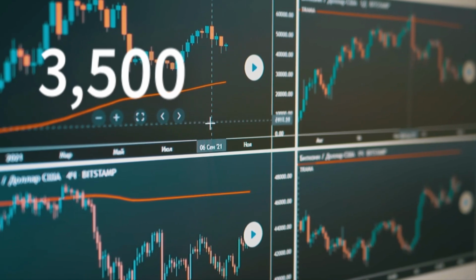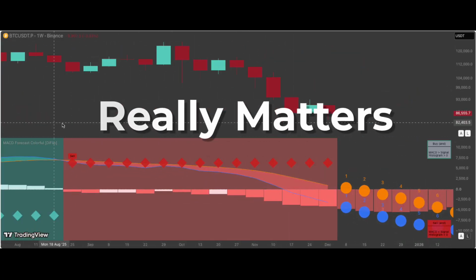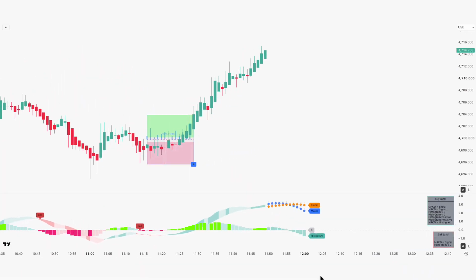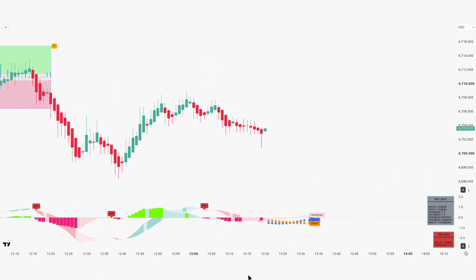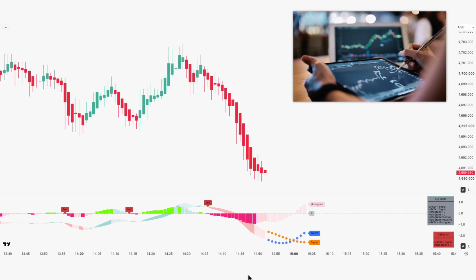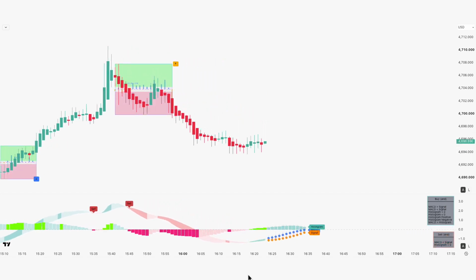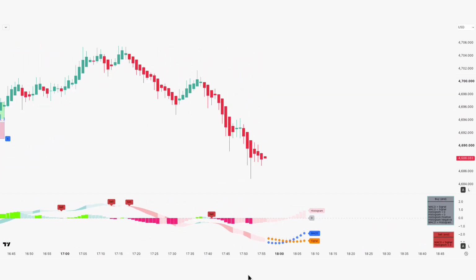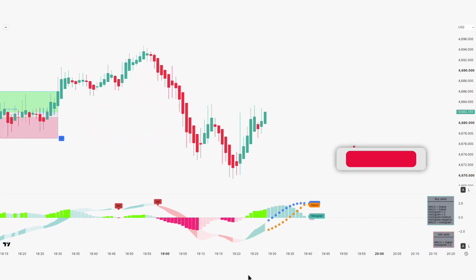Instead of filling your chart with dozens of confusing indicators, this tool focuses on what really matters, the story hidden inside the candles. But here's the important part: no indicator is perfect. That's why I'll also show you how to use these signals with proper confirmation, so you can make more informed trading decisions instead of relying on blind entries. If you're serious about improving your chart reading skills and building a smarter trading approach, stay with me until the end. Let's open TradingView and see how this indicator actually works.